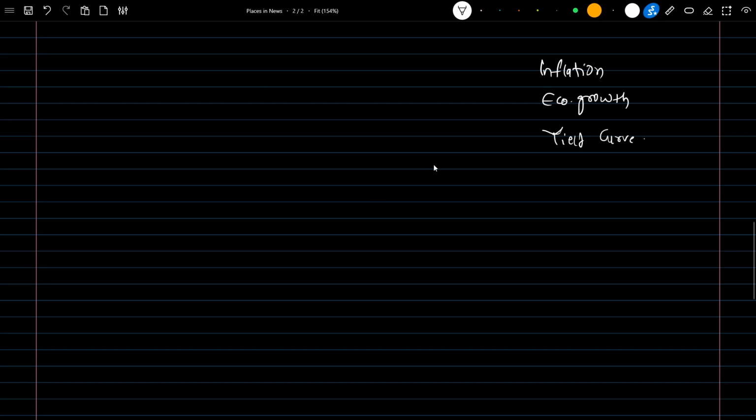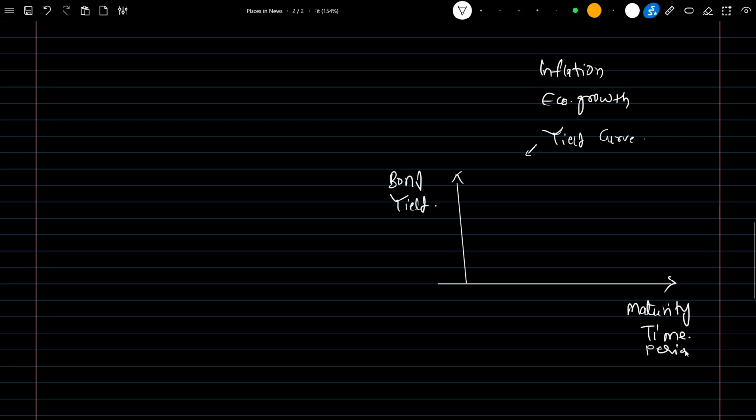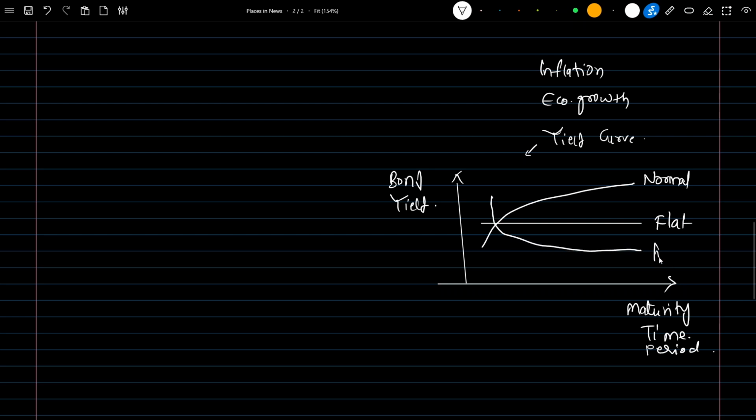So the yield curve will simply look this way. The vertical axis is bond yield and the horizontal axis is maturity time, or time period. This is the normal situation. If it is this way, then it is called a flat bond yield. If it is this way, it is called an inverted bond yield. So this is the graphical representation. We will understand it in a little while.